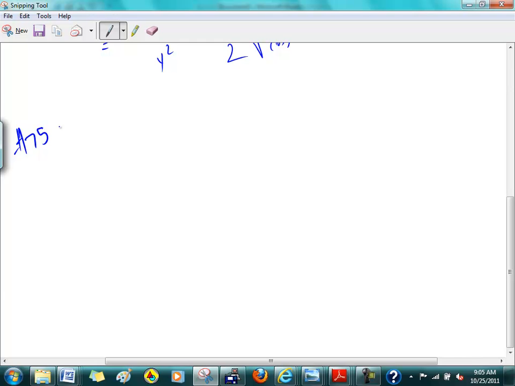Okay, number 75. What are they asking? Use a graphing utility to find the derivative. Find an equation of the tangent line. So we're going to do this without a graphing utility. Is that what you're doing? Yes, although it tells you to use a graphing utility.